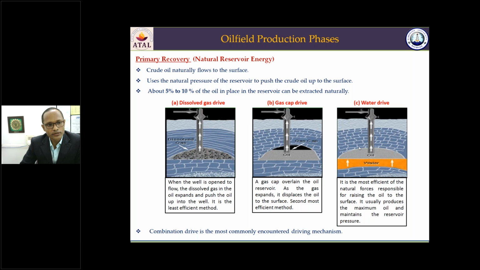If we compare the recovery efficiency, the amount of fluid produced by these types of driving mechanisms, the water drive is the most efficient one, because the water is pushing the oil; there is physical displacement of the oil to the surface. In general, we may have a combination of these drives, like water drive with dissolved gas, or water drive with gas cap. So combination drive, which is a combination of all three mechanisms, is the most commonly encountered mechanism that we find in petroleum reservoirs.